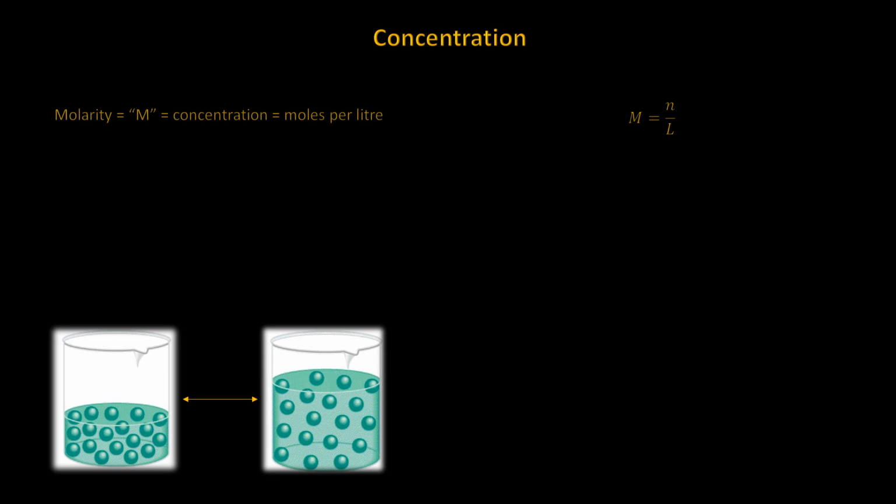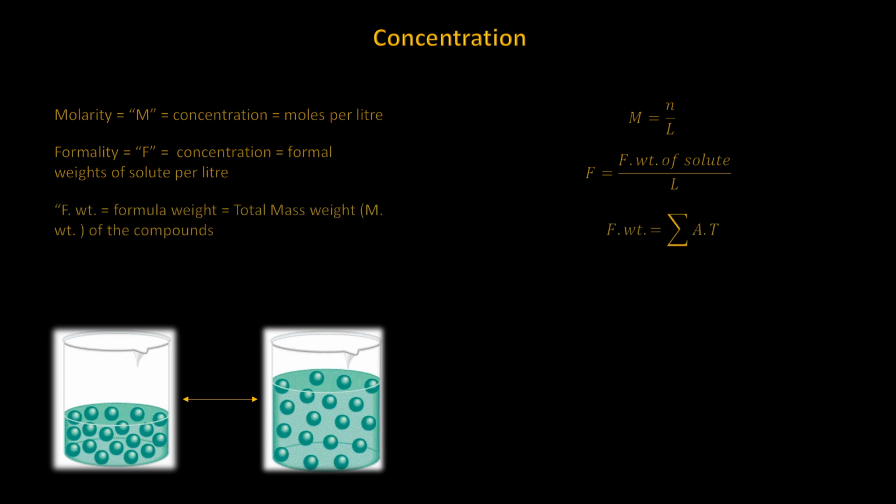Symbols are used to represent the weights and concentrations, including number of moles. The capital M represents the number of moles of solute in 1 liter of solution, and the capital F represents the number of formal weights of solute in 1 liter of solution, whereas FWT is the formula weight of the compound. The lowercase n represents the number of moles of an element or compound. The respective equations are shown and will be discussed in the next few slides.